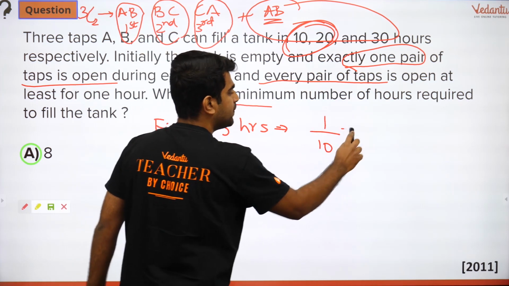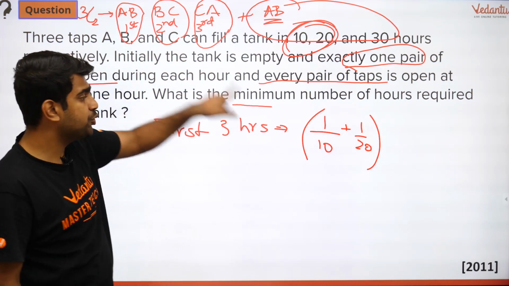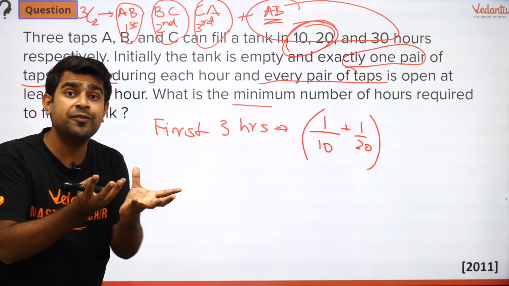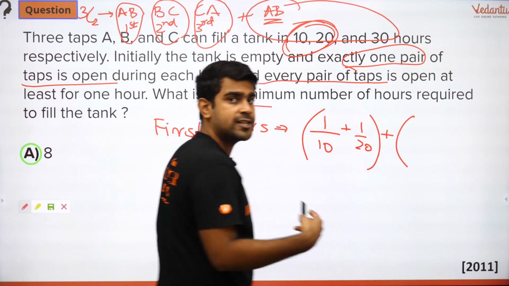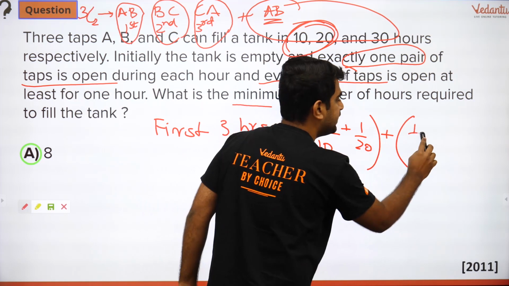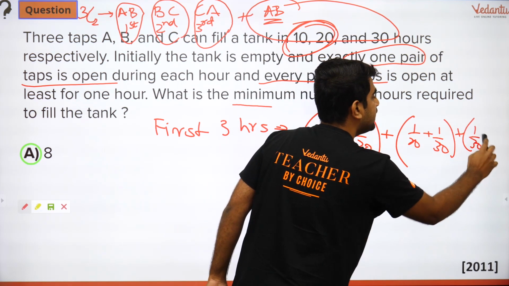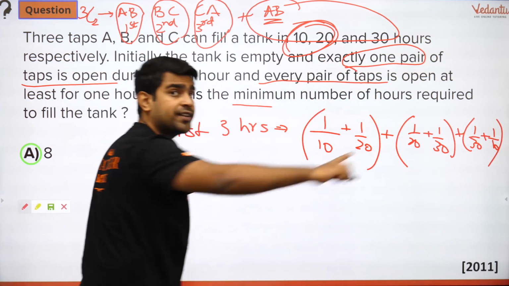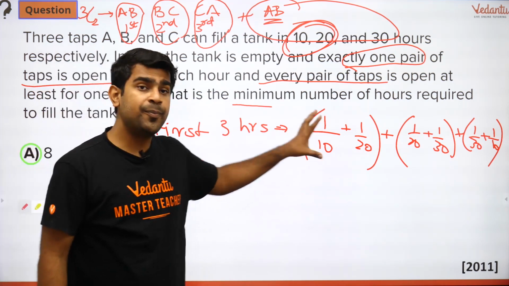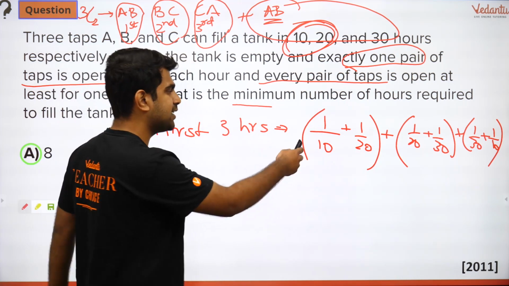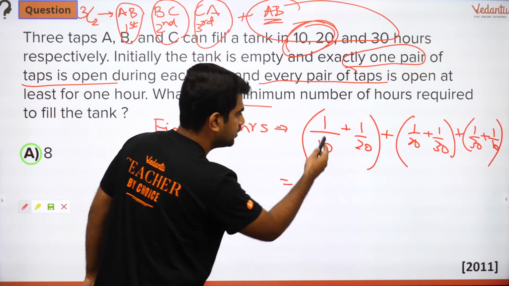So you have 1 by 10 plus 1 by 20 of the tank filled in the first hour when AB is used. That is the first hour amount of tank filled. Then in the second hour you are going to have BC, 1 by 20 plus 1 by 30. And in the third hour you are going to have CA. So this is the total portion of the tank filled. When you calculate, LCM is 60, right? Oh, LCM is 30. LCM is 30, I think.